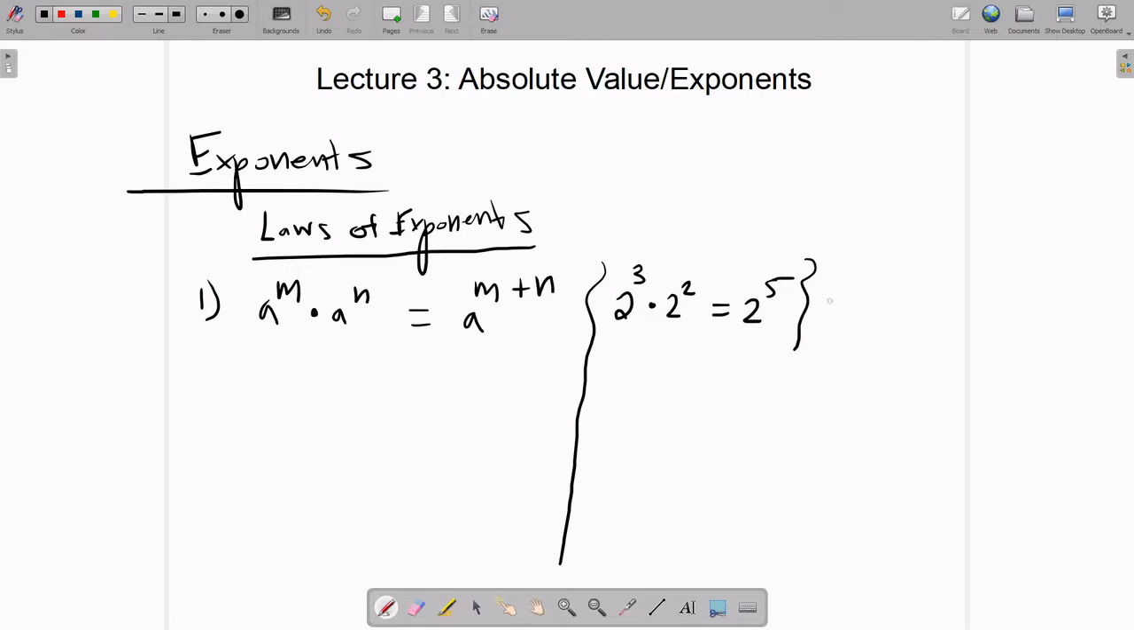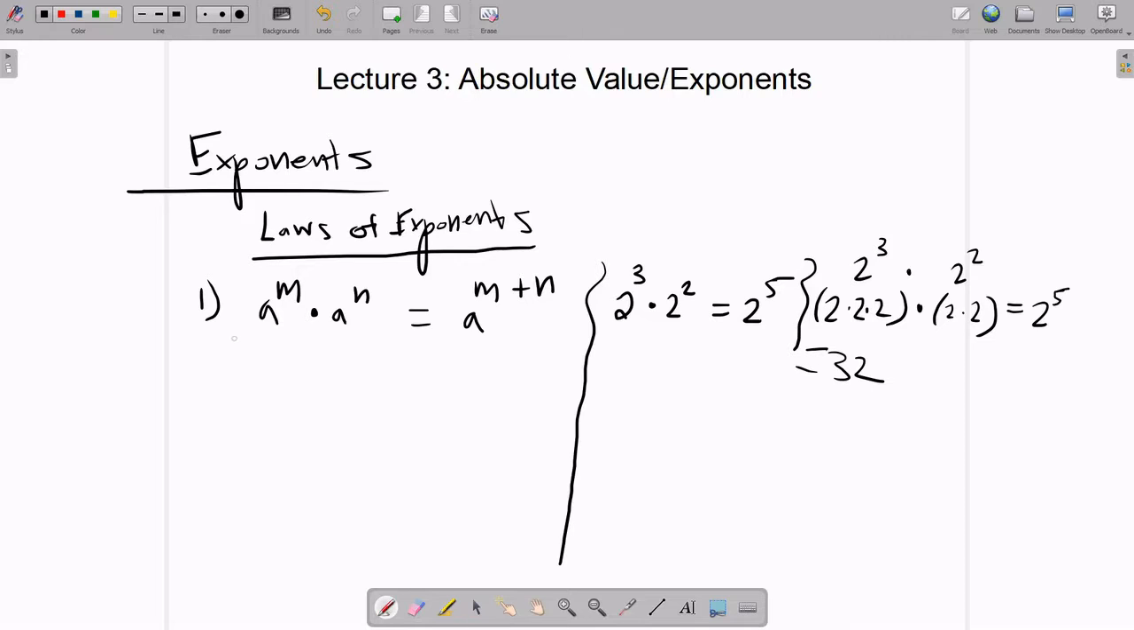If you want to break it out, it's 2 times 2 times 2. This is 2 to the third multiplied by 2 times 2, which is 2 to the second. And this is equal to 2 to the fifth, because there's now 5 sets of 2. Well, you take the 2, but you multiply it 5 separate times. And it'll give you, if I remember correctly, this is what, 8 times 4, 32? Yep.